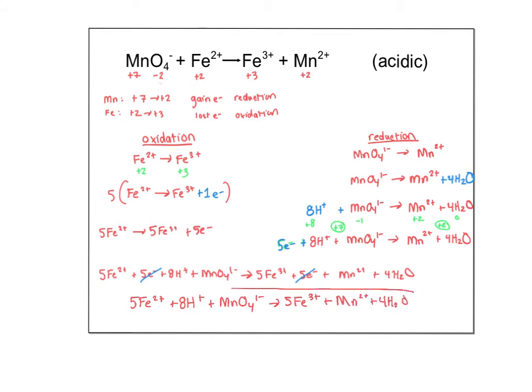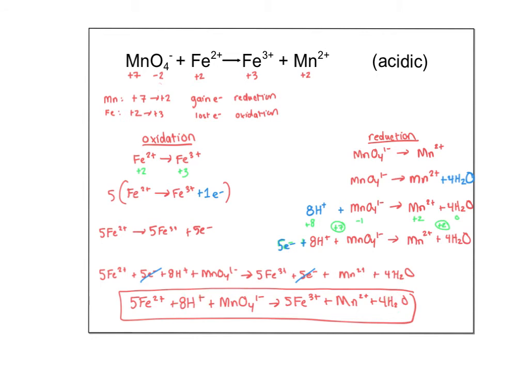And there is my final balanced redox reaction. It is okay that there's H plus in my final answer because we have acidic solutions. So this would be an example of a reaction where you probably wouldn't expect, just looking at this, when you balance, to know that you need waters and H pluses.